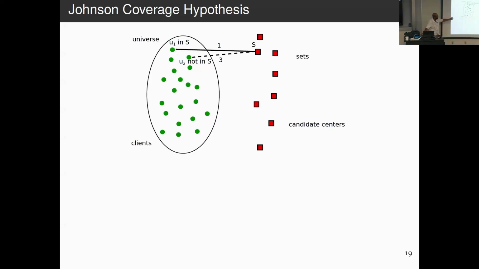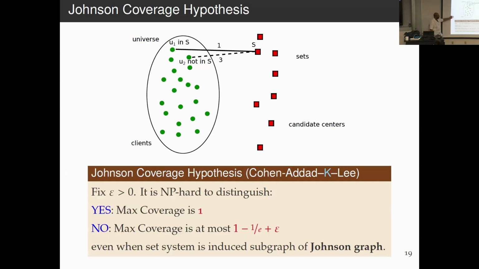So this is the set system we had, right? Like from max coverage. The Johnson coverage hypothesis just says the following: if you think of this as a bipartite graph, and this graph can be embedded in what is called the Johnson graph, which I'm going to talk about, then the problem remains hard to approximate to a 1 minus 1 over e factor. At a high level, this is the informal version: take these set systems that we had, and if they are realizable as subgraphs of the Johnson graph, then it's still hard to approximate to the same factor.